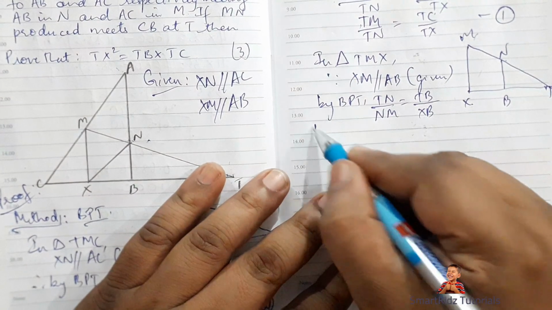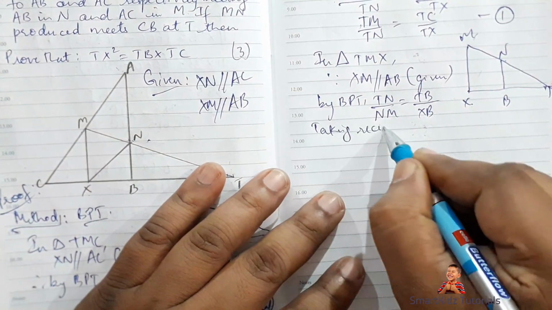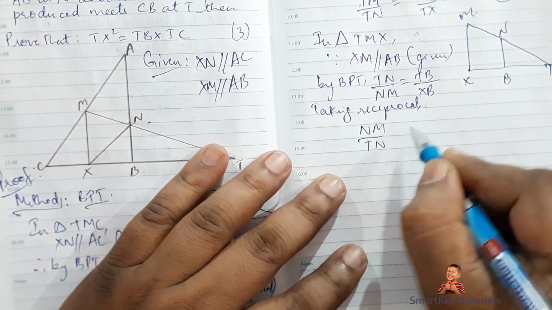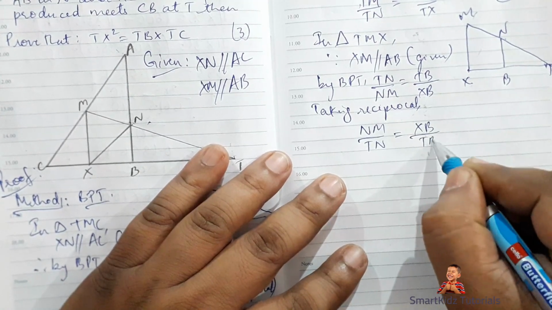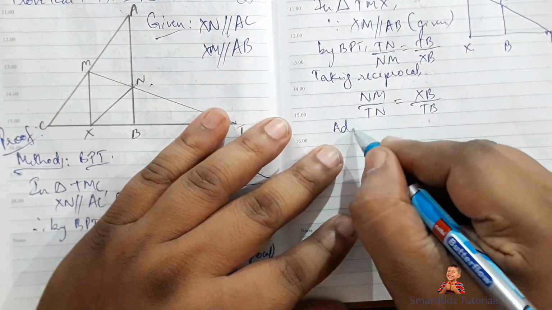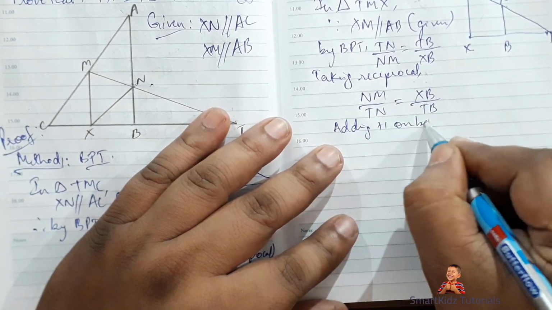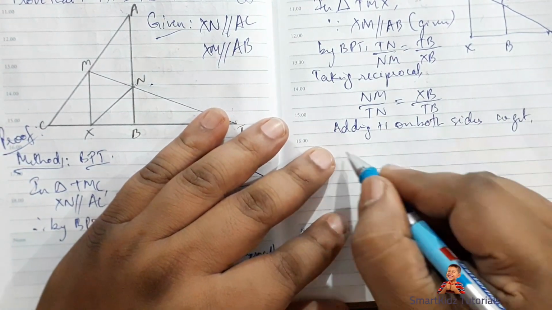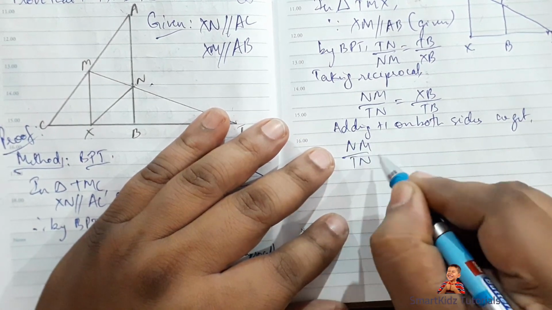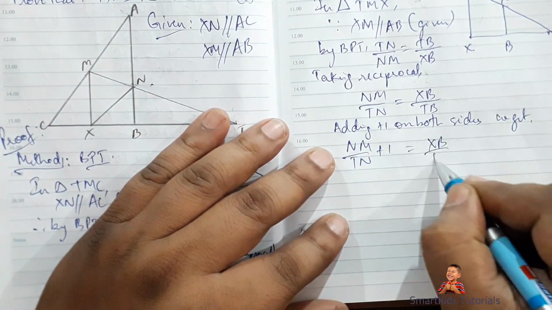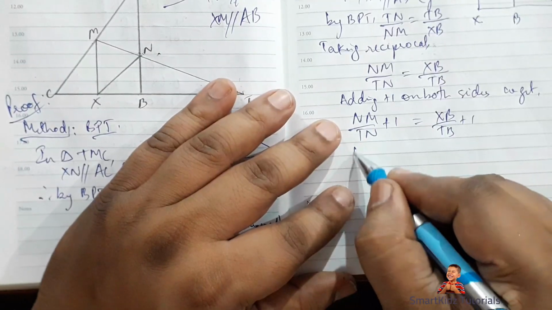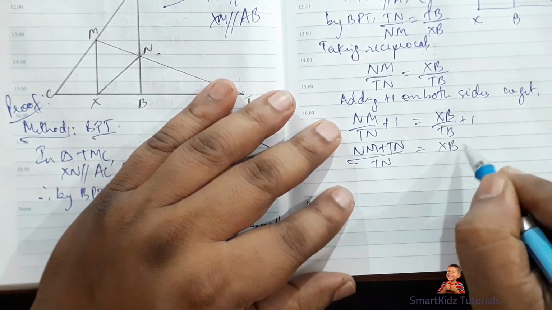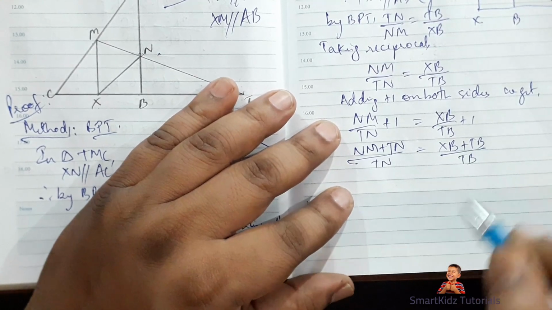Once again, we take reciprocal. So taking reciprocal, we'll get NM upon TN is equal to XB upon TB. Then we'll say adding plus 1 on both sides. We get NM upon TN plus 1 equal to XB upon TB plus 1. This will become NM plus TN upon TN equal to XB plus TB upon TB.